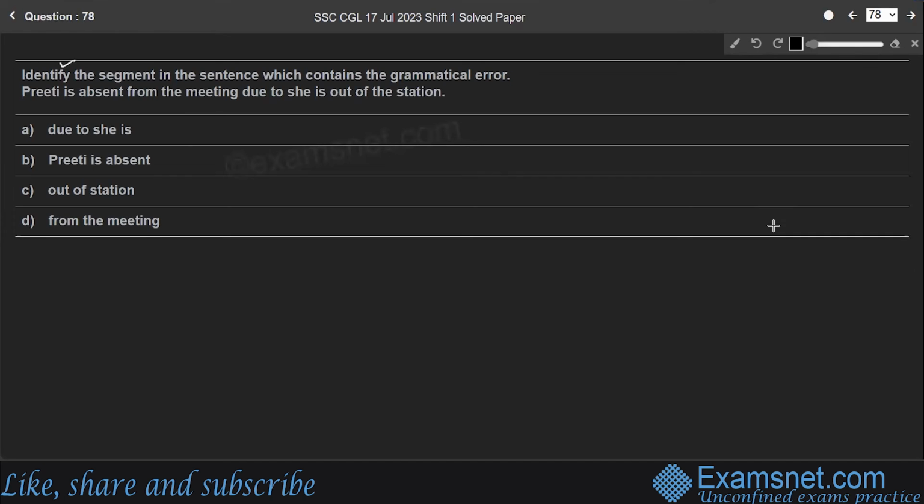Question 78. Identify the segment in the sentence which contains the grammatical error. Preeti is absent from the meeting due to she is out of the station. Here the phrase due to she is has a grammatical error, right? Preeti is absent from the meeting, so we are telling the reason here. Therefore, we have to write because she is out of the station. So the phrase containing the grammatical error is due to she's. Option A is the answer. In place of due to, we have to write because she is out of the station. Option A.